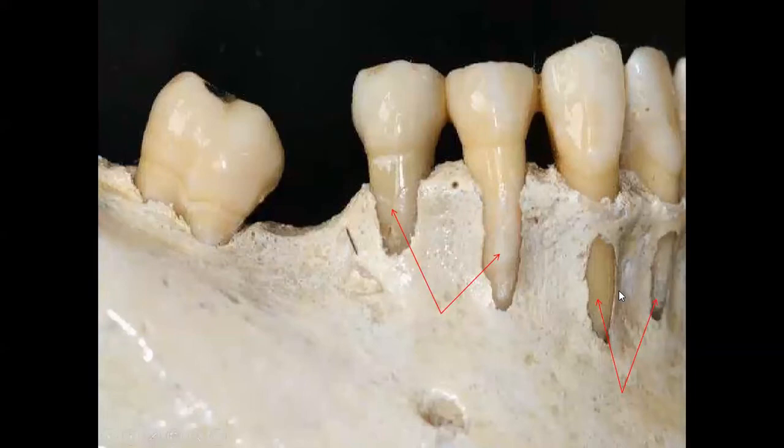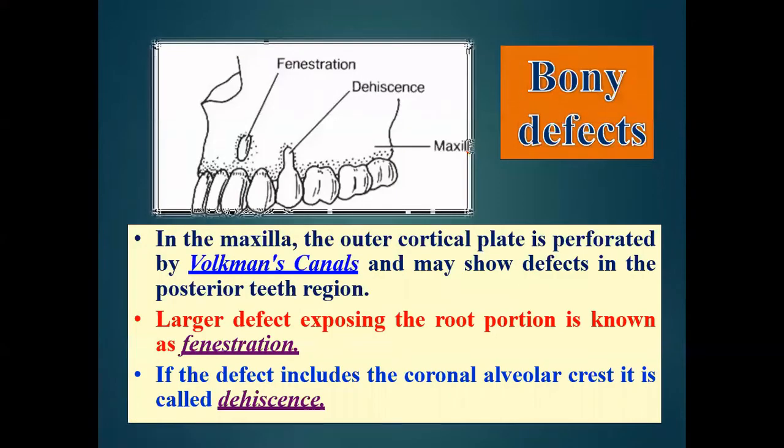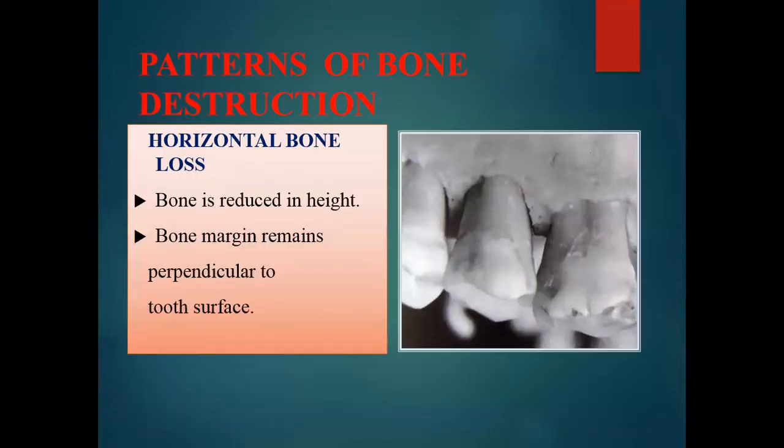In this picture, this is called fenestration, and this is called dehiscence. In the maxilla, the outer cortical plate is perforated by Volkmann's canal and may show defects in the posterior region. Coming to the definition, the larger defect exposing the root portion is known as fenestration. If the defect includes the coronal alveolar crest, it is called dehiscence.